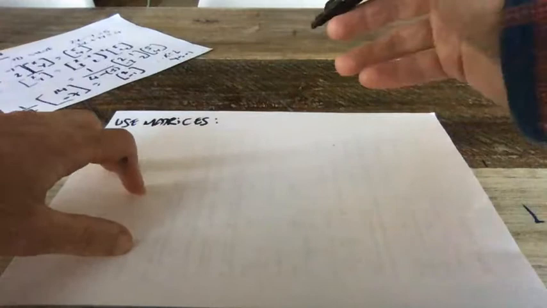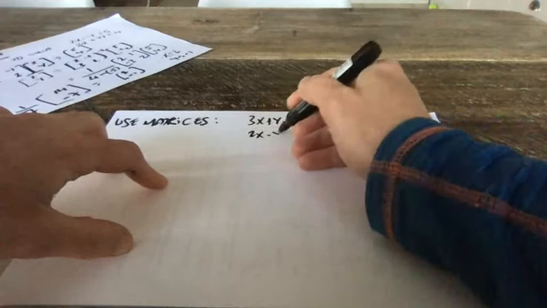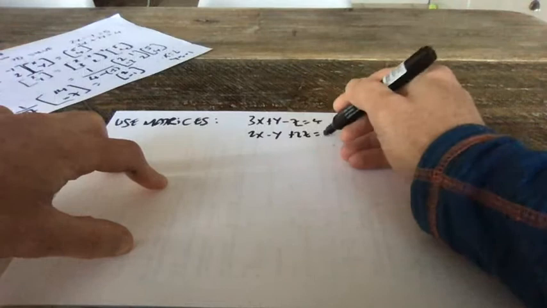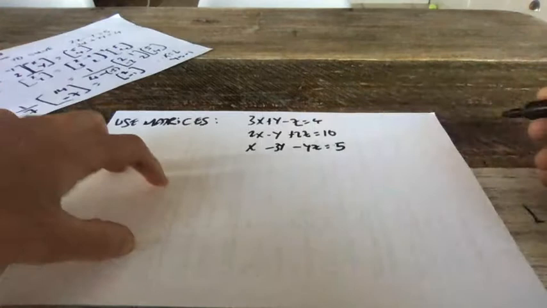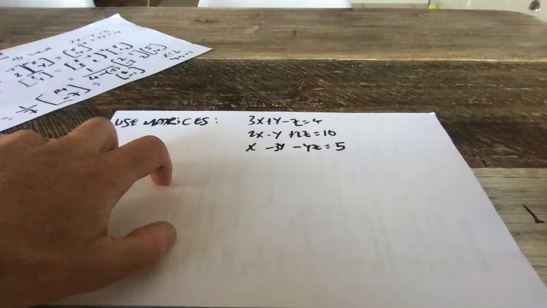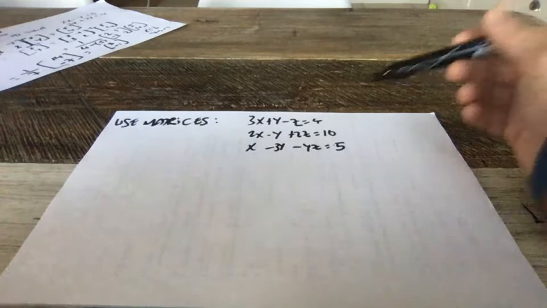Here are the equations: 3x plus y minus z is equal to 4. 2x minus y plus 2z is equal to 10. And x minus 3y minus 4z is equal to 5. So let me just check that that's what we have. Okay, so the game here in this particular situation is to find what x is, what y is, and what z is. Now, just to check, this is 4z here, isn't that right?